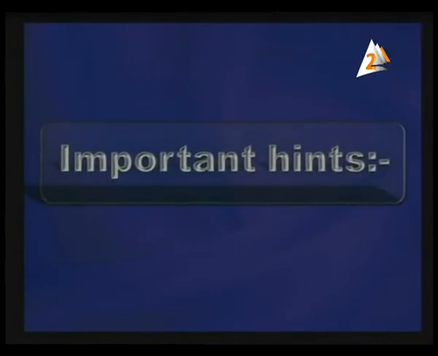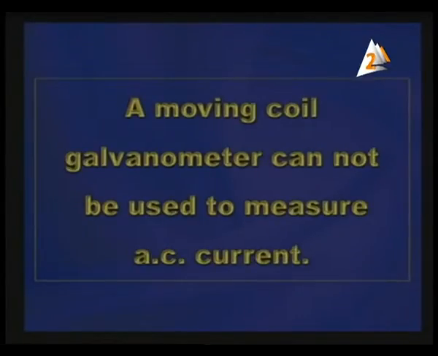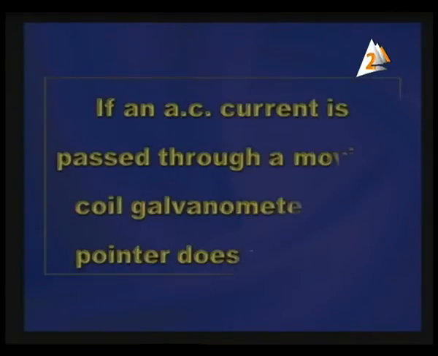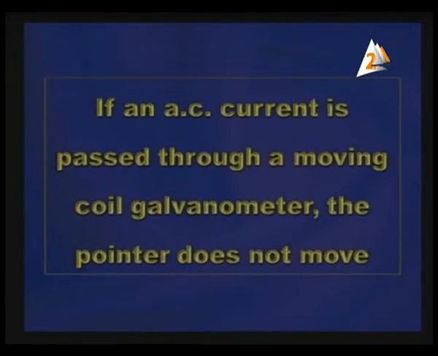And now we've got something to mention, important hints. A moving coil galvanometer cannot be used to measure an AC current. It can measure DC current, but cannot be used to measure AC currents. The question is why? If an AC current is passed through a moving coil galvanometer, what happens? The pointer of the galvanometer does not move.